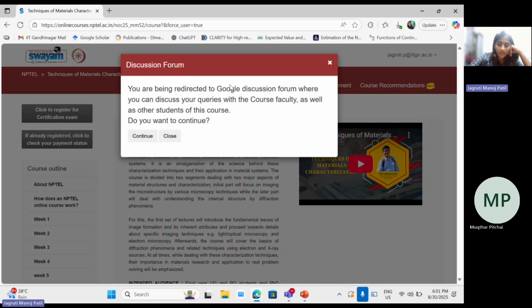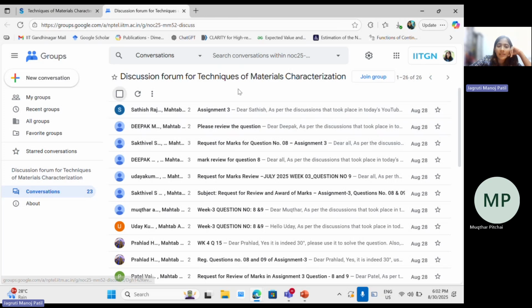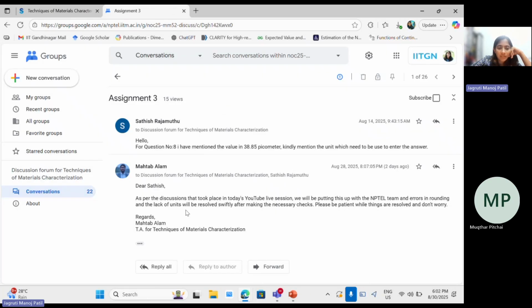So if you go here for Q&A, you will be able to see. People have asked questions for their request for marks, which particular question they want reviewed. TAs will reply to those questions. Like if you see over here, another TA, Mehtab Alam, a PhD student from a professor's group, has replied that these things would be done after the session, these things would be clarified.